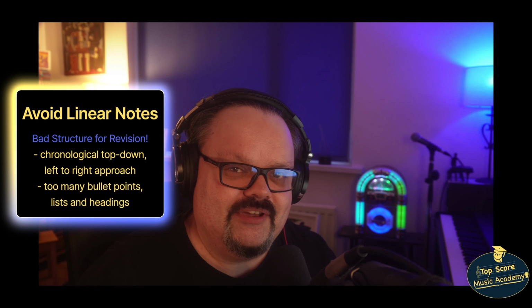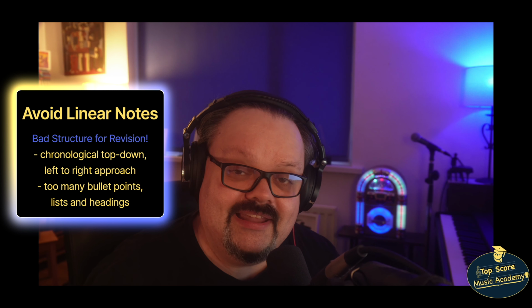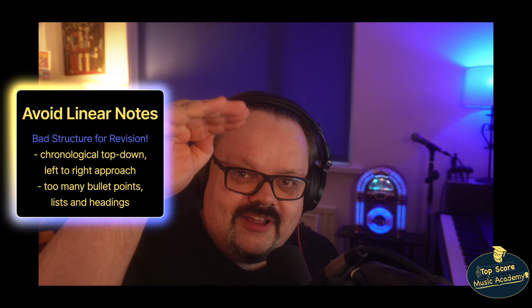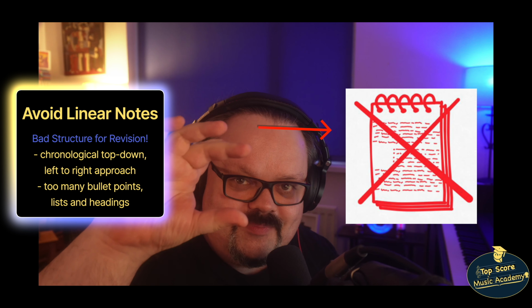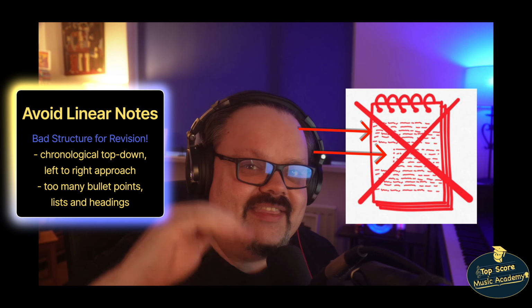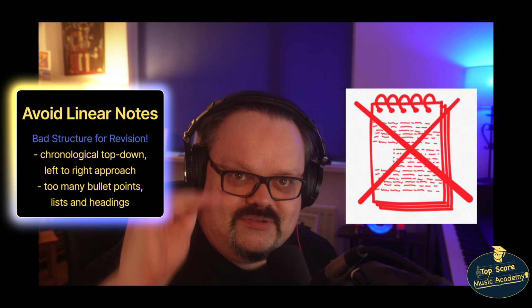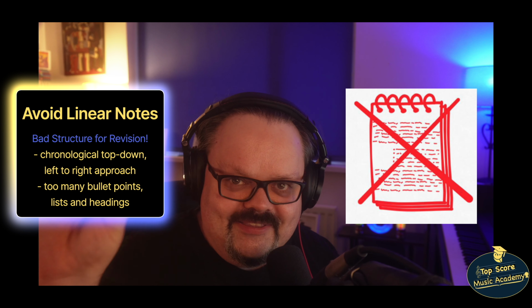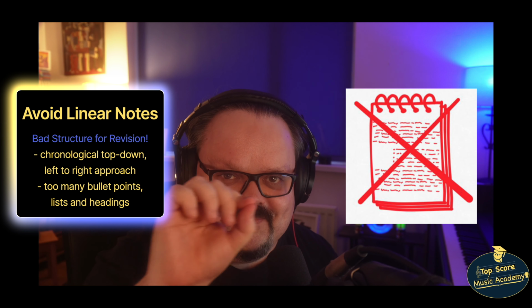So when you're doing your notes, try to get out of the habit of doing your revision notes in a linear format. So you're starting at the top of the page, and then you're just writing a small paragraph, and then maybe bullet points, and that's a linear way of doing your notes from top to bottom, from one side of the page to the other.